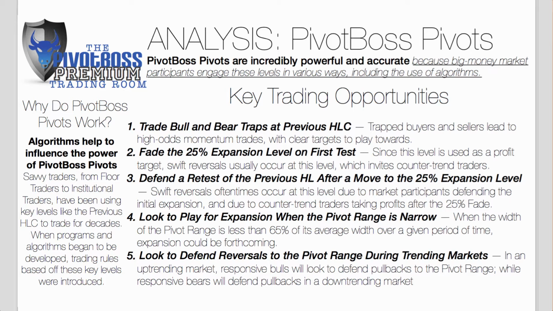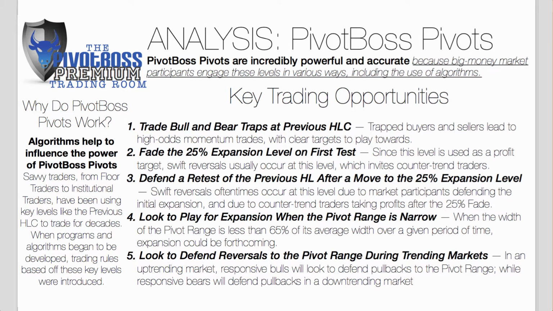So why do PivotBoss pivots work? Because algorithms help to influence the power of PivotBoss pivots. The savvy traders, from floor traders to institutional traders, have been using key levels like previous high-low close to trade for decades. So what happens? Whenever you get programmers developing algorithms, they're going to ask traders, what's the best strategy you have at finding opportunities? Well, they're going to program those strategies into the algorithms, right? That's what they're going to use.